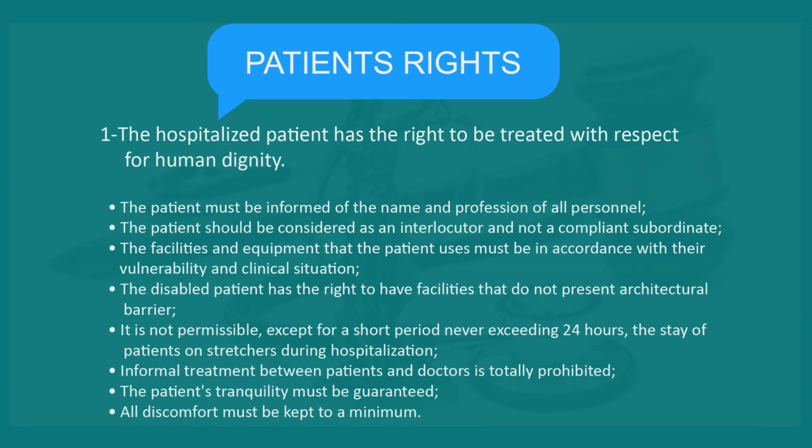Patient's rights. 1. The hospitalized patient has the right to be treated with respect for human dignity. The patient must be informed of the name and profession of all personnel. The patient should be considered as an interlocutor and not a compliant subordinate. The facilities and equipment that the patient uses must be in accordance with their vulnerability and clinical situation. The disabled patient has the right to have facilities that do not present architectural barriers.